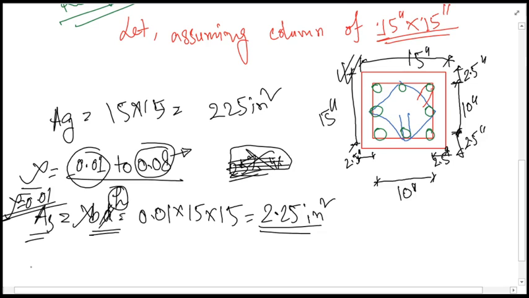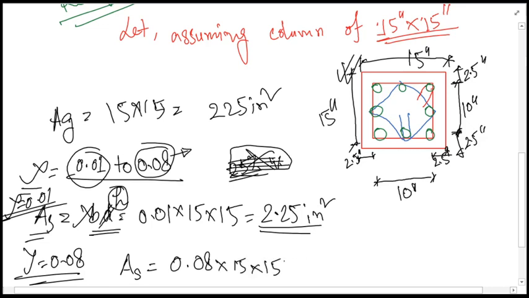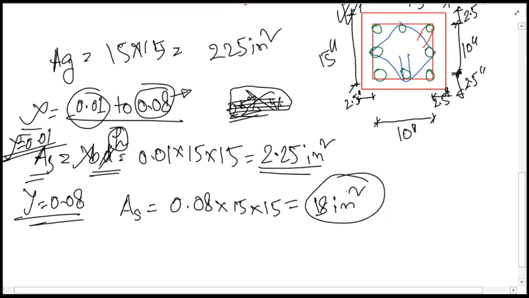And if we use the maximum reinforcement ratio, which is 0.08, let's see how much reinforcement we can provide. 0.08 multiplied by 15 multiplied by 15 will give you 18 inches square. So the maximum amount of AS steel which can be provided within this column is 18 inches square.